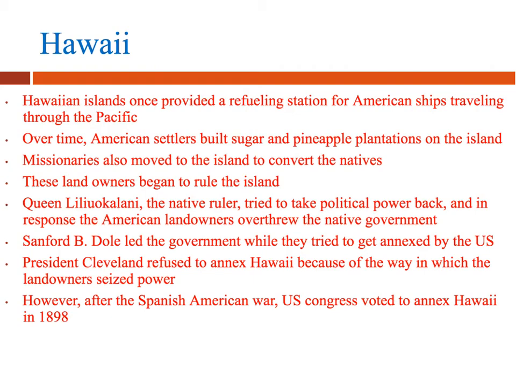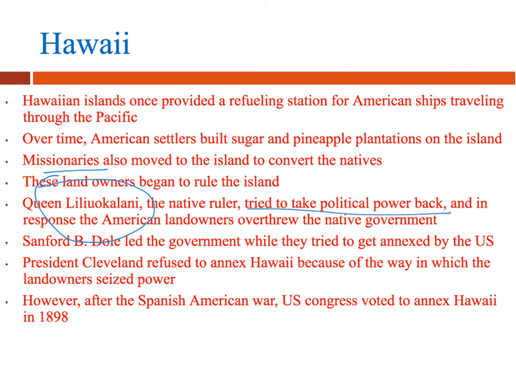And over time, Americans settled there, moved there, took advantage of what can be grown there, started building sugar and pineapple plantations. Missionaries moved there over time to try to convert the natives to Christianity. And these landowners gained more and more power in Hawaii and began to take over the island a little bit. Now, the queen of the island, the native ruler, Queen Liliuokalani, she did not like that American businesses were beginning to take over her island, and she begins to try to fight to take political power back.